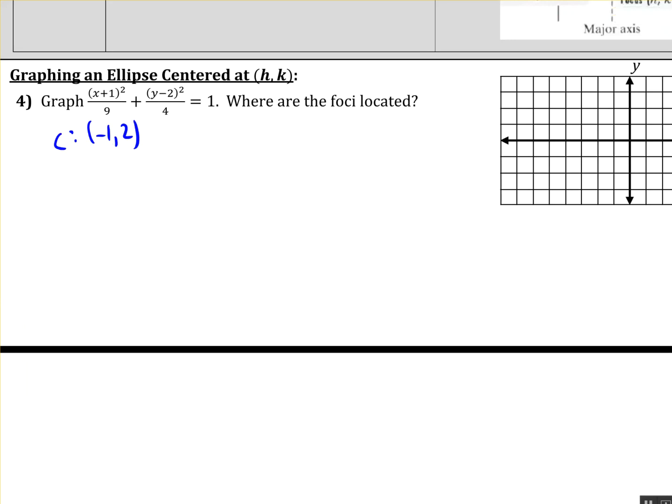Because that's what makes this 0. 2 is what makes that 0. So there's my new center. Now, c squared is equal to bigger minus smaller, so equal to 5. So c is equal to square root of 5. And so which one is my major axis? Well, the horizontal axis is my major axis because the 9 is the bigger number.